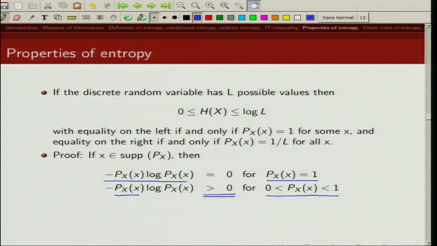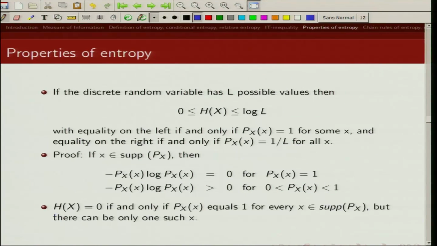So what we have shown here then is, if for some value of x, p of x is 1, and for other values p of x is 0, then the entropy will be 0, otherwise entropy will be greater than 0. So entropy will be 0 if and only if p of x is equal to 1 for some x belonging to the support set of p of x, but there can be only one such x. For all other values of x, p of x should be 0.